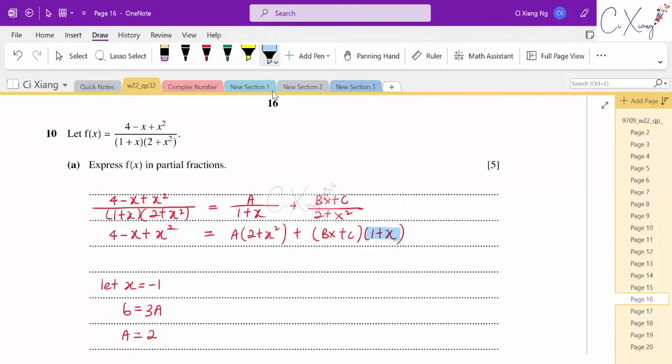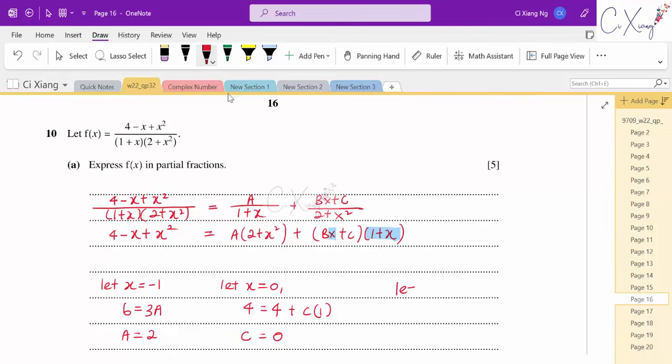Then after that, I need to find a second value so that I can find some other constant. Maybe I will let x equal 0. When I let x equal 0, B will disappear. Substitute into the equation here. So 4 minus 0 plus 0, I get 4. Then I have 2 plus 0 times A, which is 2A. So 2 times 2 is 4, because you already got A equals 2 just now. Then 0B plus C, so you still have the C, and then multiplied with 1 plus 0, which is 1. From here, you can see that the value of C should be equal to 0.